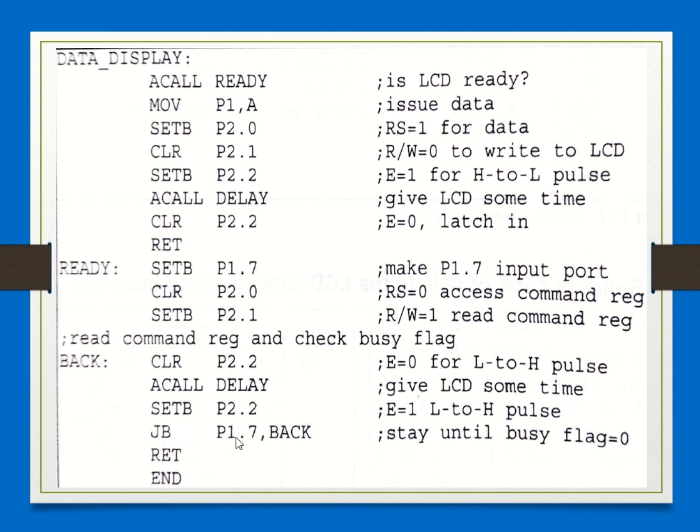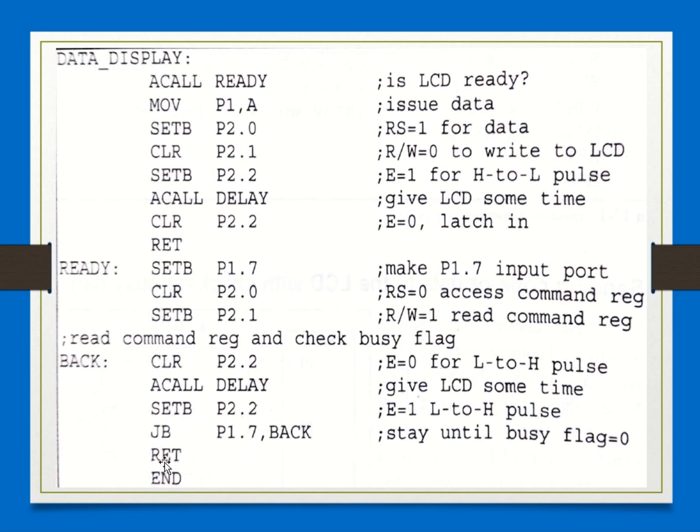Jump on bit P1.7. If it is set, come back here. If it is set, it means that it is busy. So the LCD is busy doing something. You should not send any other information. So you are waiting for this bit to be 0. That is what you are doing in this subroutine, checking the busy flag.